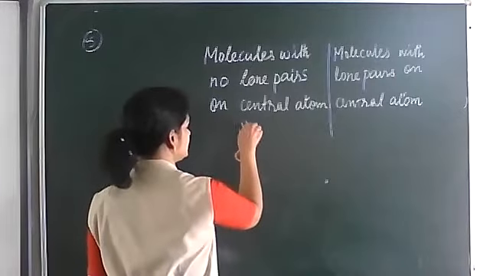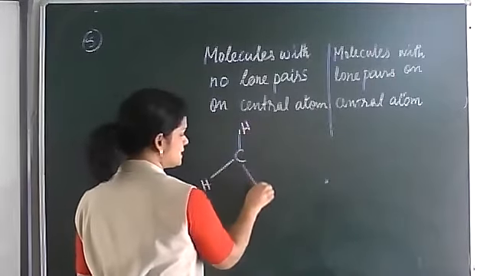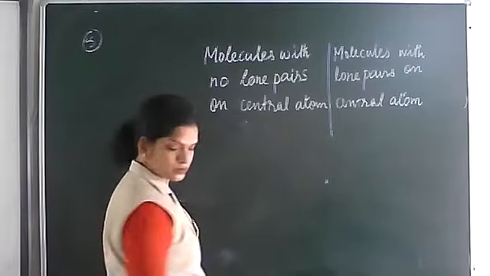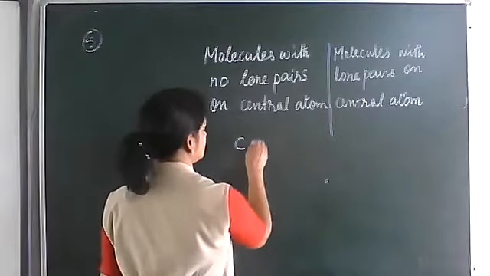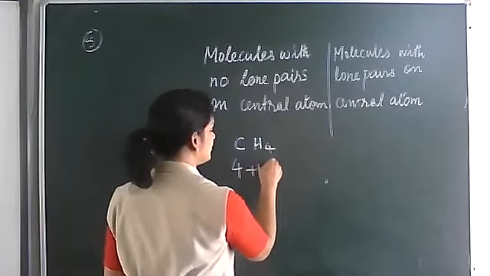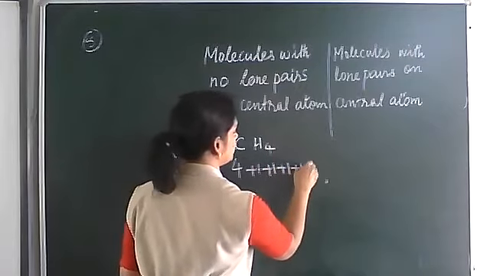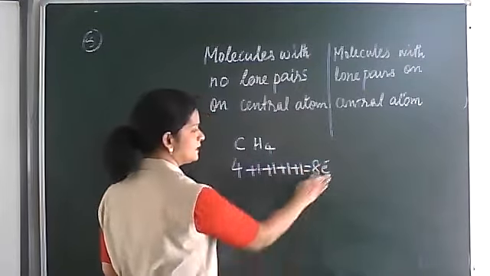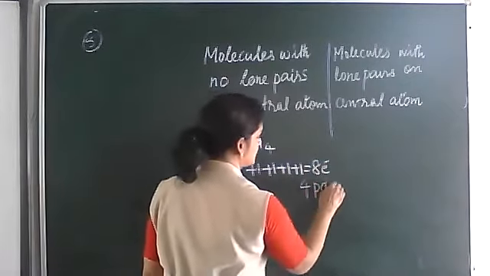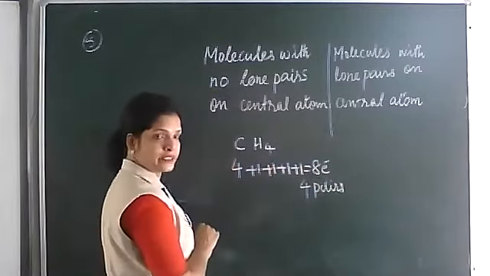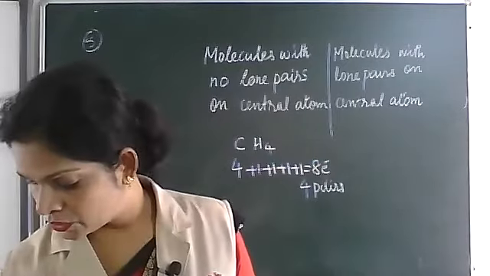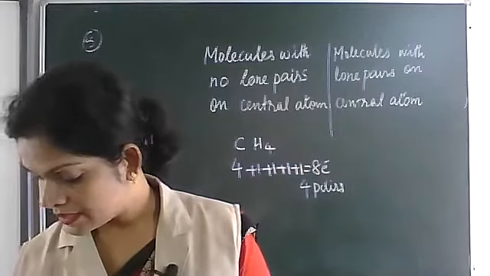Next example for you, that is CH4. CH4 is tetrahedral shape. So coming to the valence electrons of carbon in CH4, that is 4 plus 1 plus 1 plus 1 plus 1. So 8 electrons. 8 electrons means 4 pairs, and you see 4 bonds are there. So these 4 bonds, in what way are they arranged around carbon? To minimize the repulsion, they stay far apart.